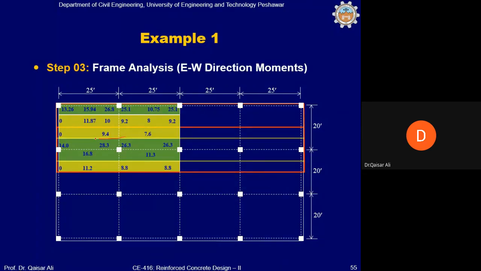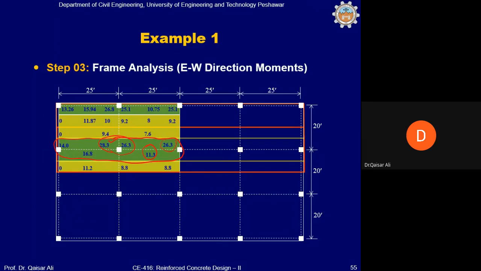These are the values that we have obtained for the column strip in one of the interior frames along the east-west direction. 14 foot kip, 16.8, mid-span positive bending moment 28.3 and 26. Out of these two bending moments, we will take 28.3. We have 11.3 positive bending moment here and 26.3 bending moment.